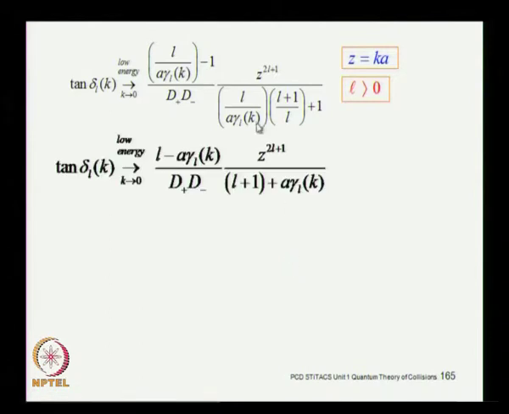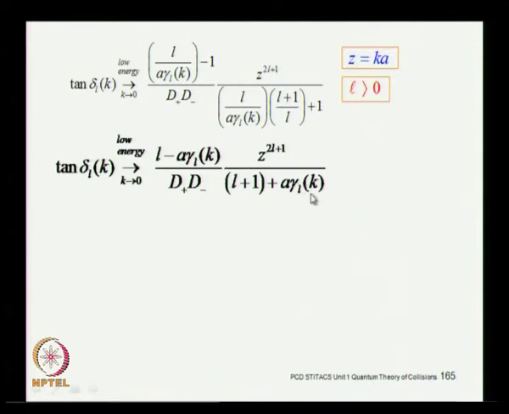So, now let us simplify this a little bit. So, this is L over A gamma minus 1. So, you will get L minus A gamma over A gamma, right, and you do the same in the denominator, and then you cancel the A gamma, and then the remaining terms which survive are L minus A gamma over d plus d minus product, and then z to the power 2L plus 1, and in the denominator what do you have? This L cancels this L. So, you have got L plus 1 plus this A gamma would have multiplied this 1. So, that is the term which comes here.